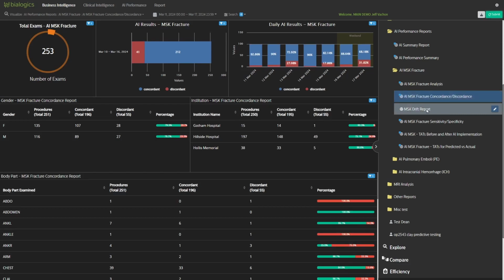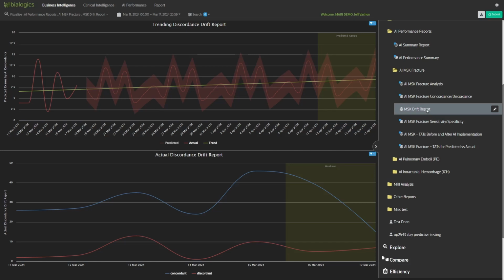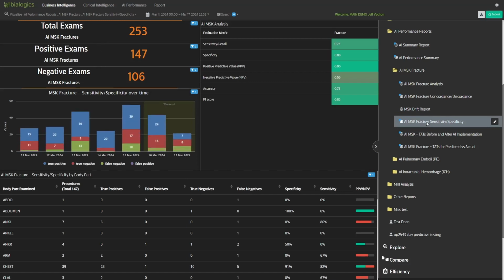On top of that, we look at the drift reporting. So we now look over time, is our concordance and discordance creating a larger degree of accuracy bias, or is it in fact staying according to what the vendor has said that their accuracy will remain. Same thing goes with looking at AI fracture for sensitivity and specificity. We do the deeper analysis of that.